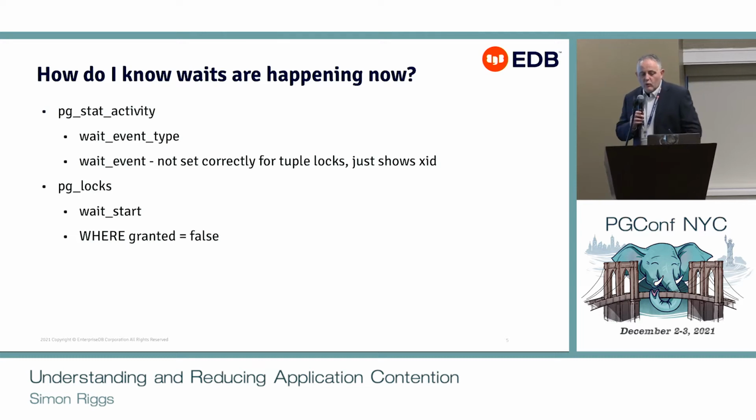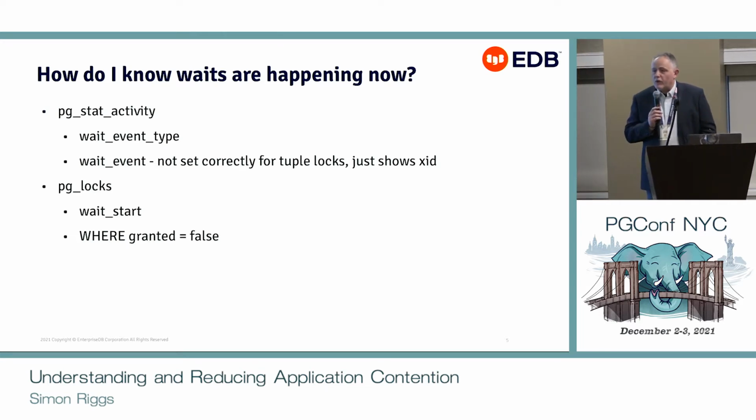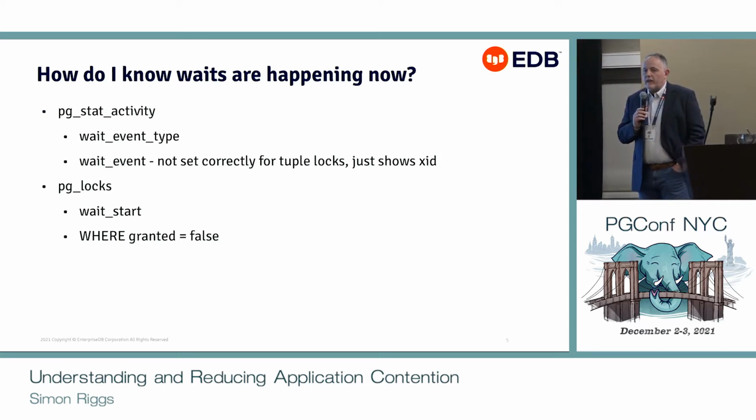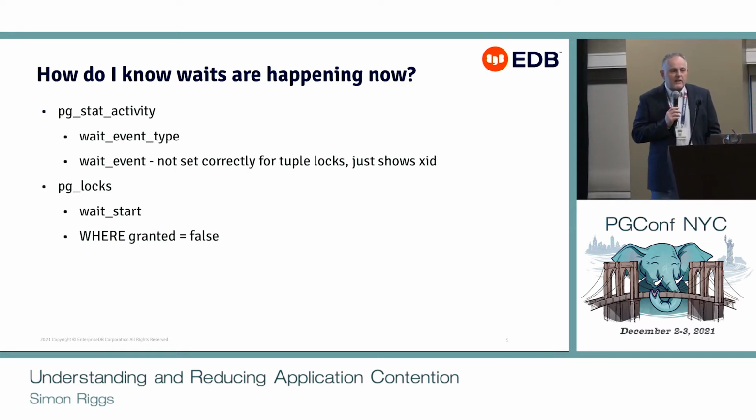So how do I know that waits are happening right now? Well, there's a virtual table called pg_stat_activity, and it's got a couple of columns in it, the wait_event_type and the wait_event, and that describes what an application is waiting on. Now, those are set momentarily, right? So if you get a lock wait of, say, 7 milliseconds, then you're going to have to be real quick to spot that in pg_stat_activity.